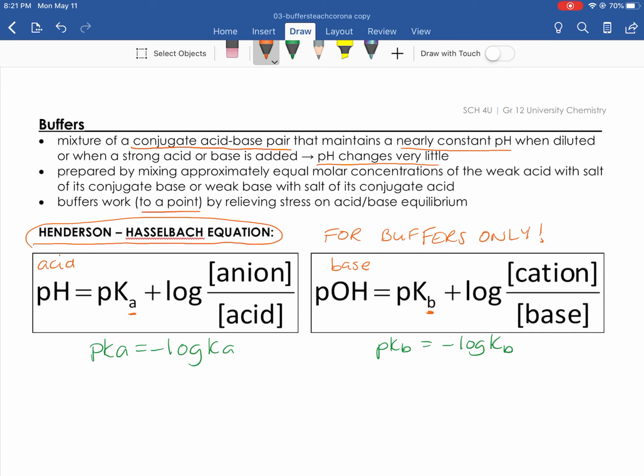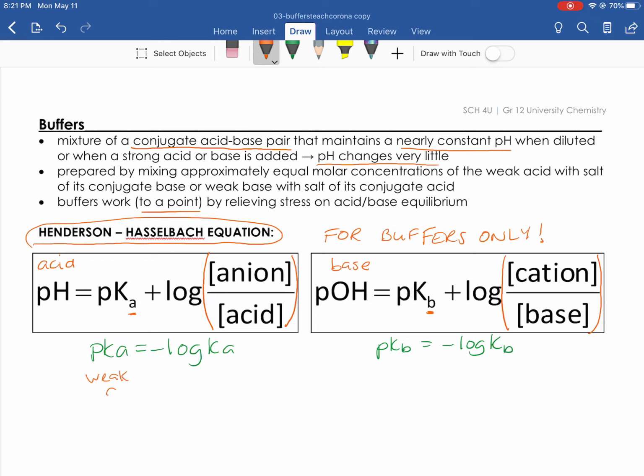One other thing too, if you are not familiar with logs, some calculators automatically, as soon as you push log, make a bracket. But those of you that took functions will know that dividing here makes a big difference in a log law. So you want to make sure that you divide first. So you're dividing the anion concentration over the acid concentration and the cation concentration over the base.